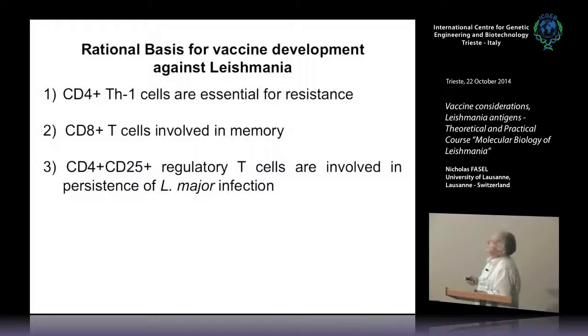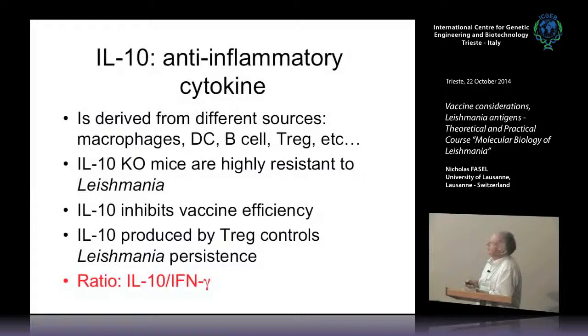So the rationale for developing a vaccine is we know that Th1 cells are essential for resistance, so CD4 Th1 cells. CD8 T cells are involved in memory, and Treg cells are involved in persistence of Leishmania infection. So it means that you need to favor Th1 cells and to downregulate Treg. Probably one of the problems with the presence of Treg cells is the production of interleukin IL-10, an anti-inflammatory cytokine.